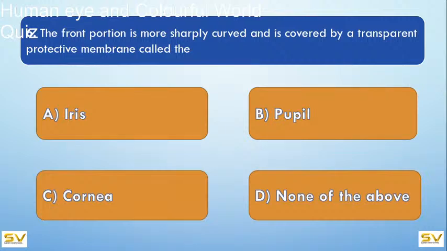Now see, cornea is the transparent membrane, which is also protective for us. Okay, it is not iris and pupil.